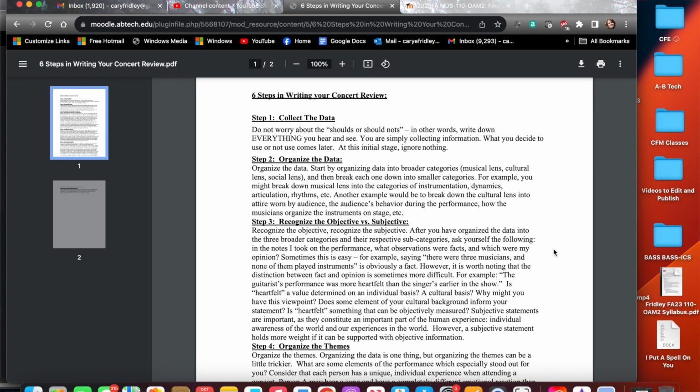Subjective statements are important as they can constitute an important part of the human experience. Individual awareness of the world and our experiences in the world. However, a subjective statement holds more weight if it can be supported with objective information.